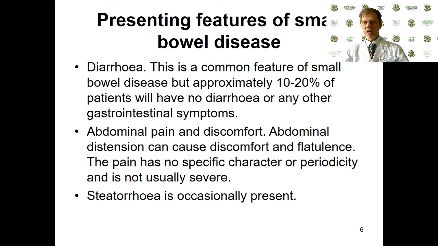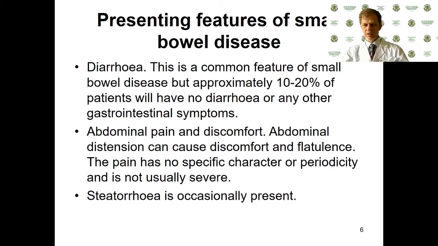So let's talk about signs, presenting features of small bowel diseases. Now, first of all, this is diarrhea. This is a common feature of small bowel disease, but approximately 10-20% of patients will have no diarrhea or any other gastrointestinal symptoms. So, one of the most common signs, this is diarrhea. Second, this is abdominal pain and discomfort. Abdominal distension can cause discomfort and flatulence. The pain has no specific character or periodicity and is not usually severe.